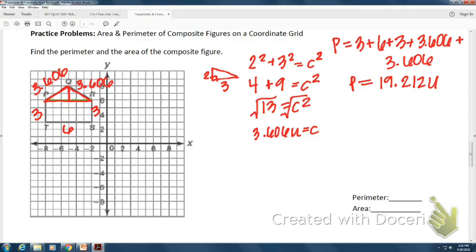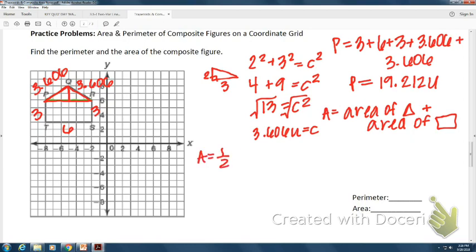Awesome. Okay, for area, what are we going to have to do? Break it up and find the area of what? The triangles. Very good. So you're going to need area of the triangle plus area of the rectangle. Okay, how do you find area of a triangle? Base times height divided by 2, or 1/2 base times height.